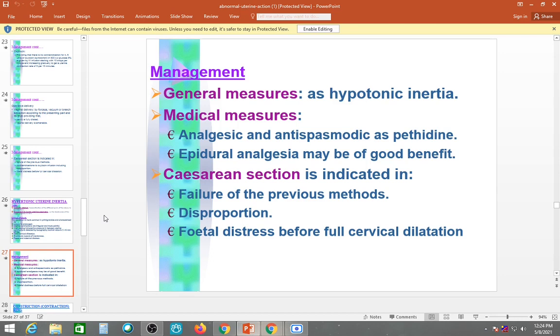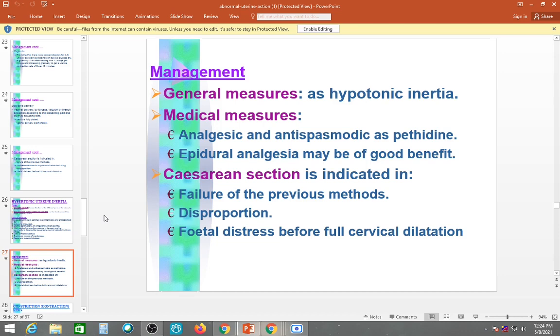Check the hydration of the mother. Monitor the fetal heart rate. Then assess all the vital signs of the mother, because maternal distress also will be present. Then your presence should always be there with the mother. That is the general measures.